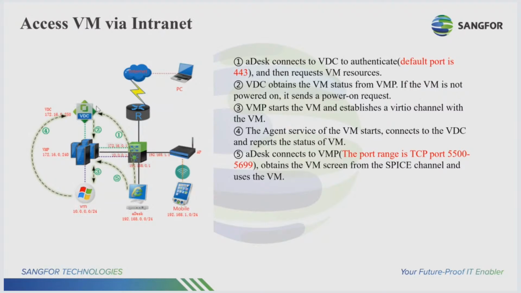Once the VDC gets this request, the VDC will obtain the virtual machine status from VMP. If the virtual machine is not powered on, it will send a power-on request, and the VMP will start the virtual machine and establish a virtual channel with the virtual machine. The third step, the agent service of the virtual machine starts, connects to the VDC and reports the status of the virtual machine. After that, the thin client will connect to the VMP, obtain the virtual machine, form a VPN tunnel and use the virtual machine securely. Okay, this is the whole process.